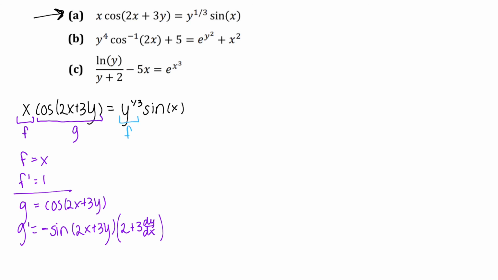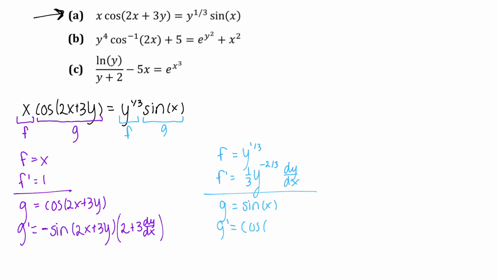All right. Then we have f and g again because we have product rule over here that we have to do. So for f, we have y to the 1/3. F prime would be 1/3 y to the negative 2/3, and then because it's a y, it's dy dx. G is sine x, and the derivative of sine x is cosine x.